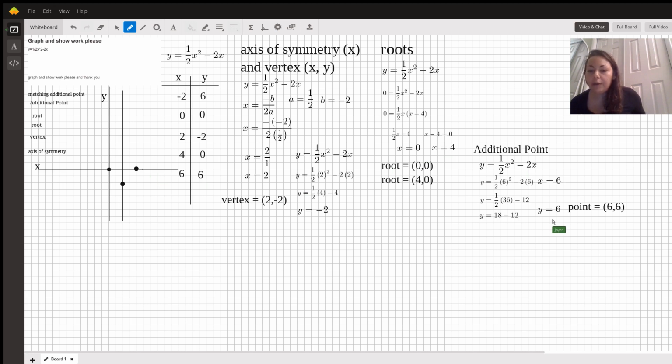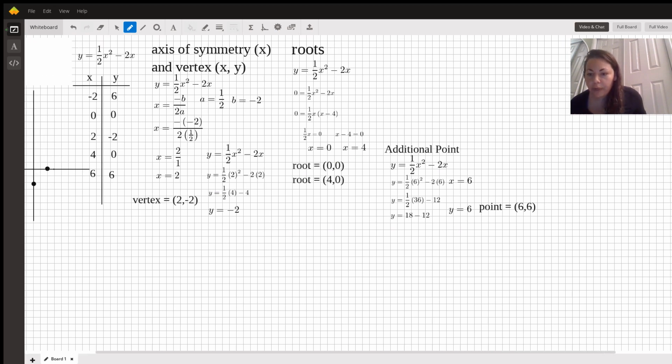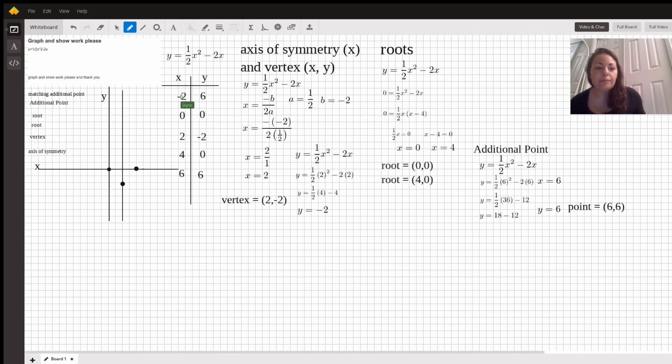So over here, I show my work for finding that additional point. So substituting in x equals 6, 1/2 times 6 squared minus 2 times 6. So 1/2 of 36 take away 12, 18 take away 12, and so y is equal to 6. This gives me the point 6, 6. So x is 6. There's my other point.